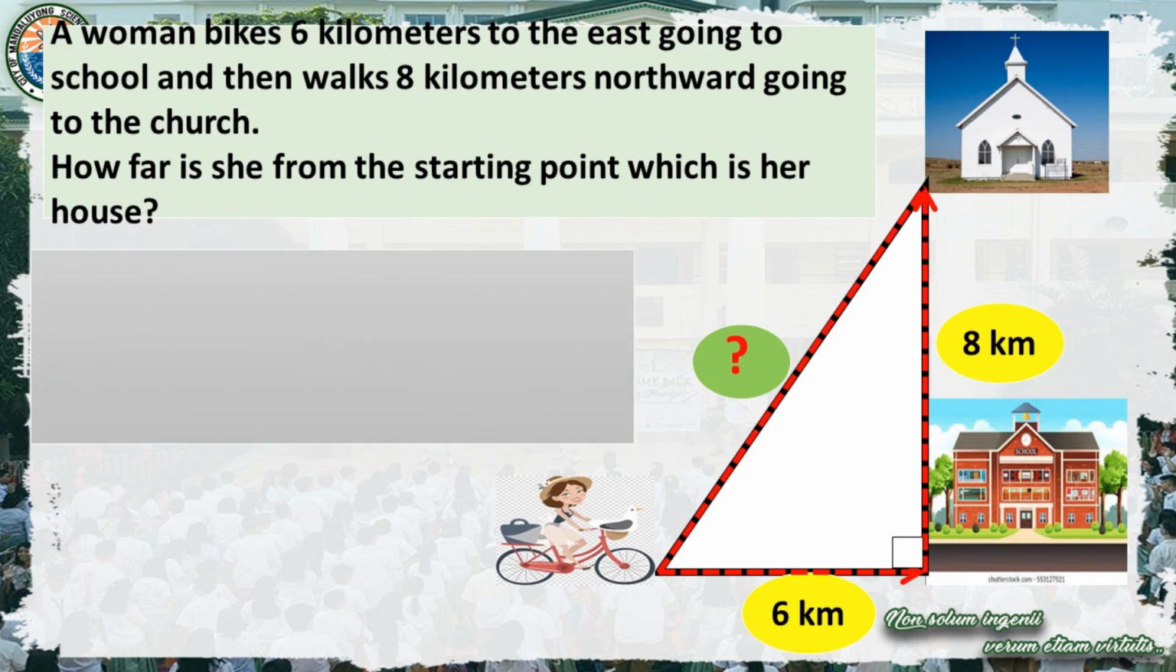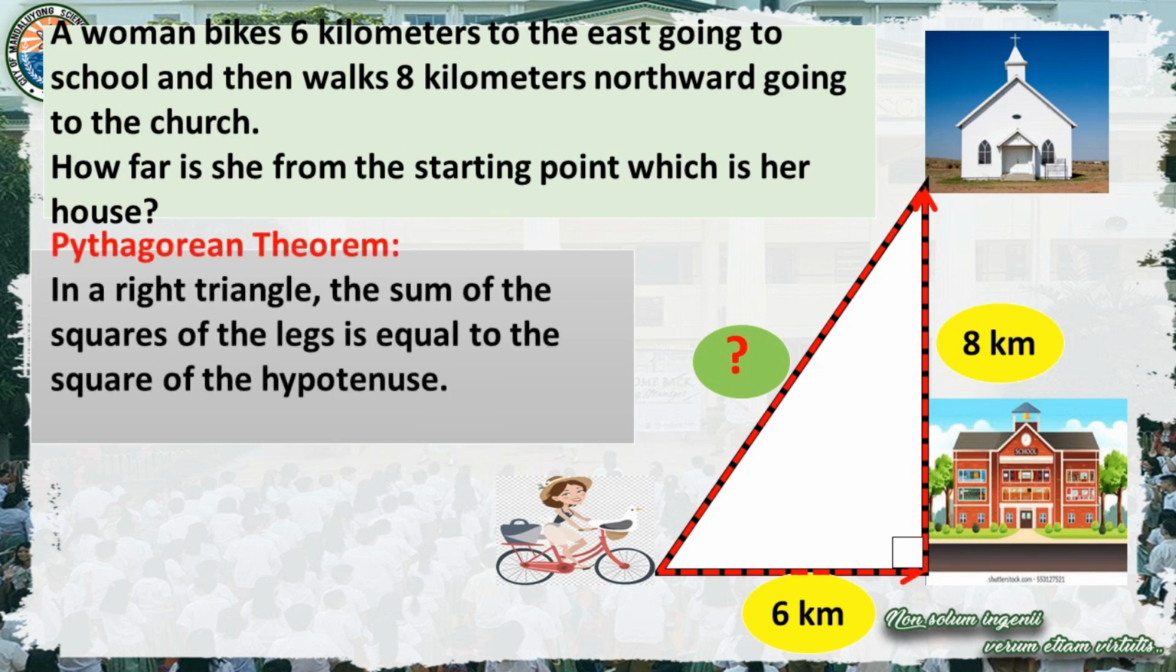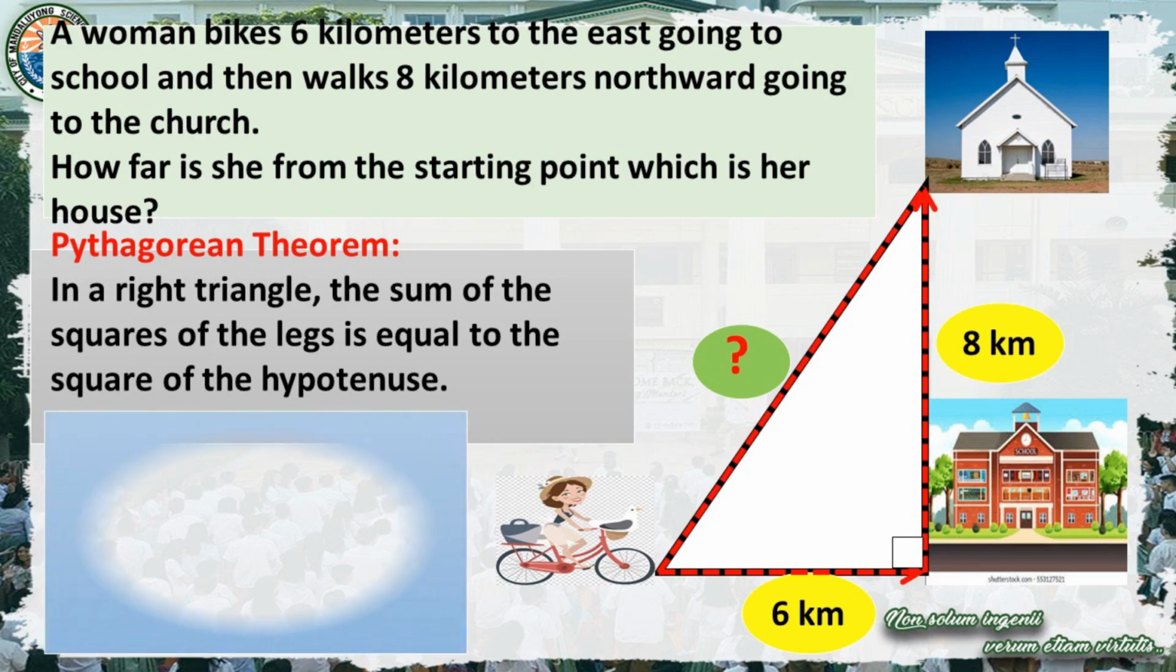In problems like this, wherein a right triangle is involved and two sides are given, we're using the Pythagorean theorem, which states that in a right triangle, the sum of the squares of the legs is equal to the square of the hypotenuse.